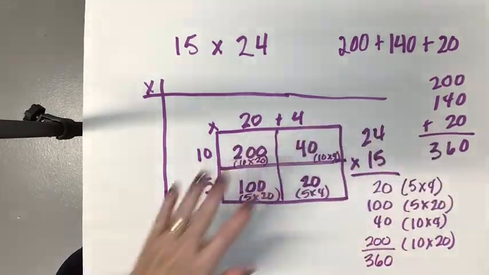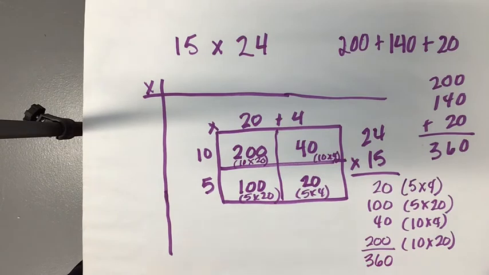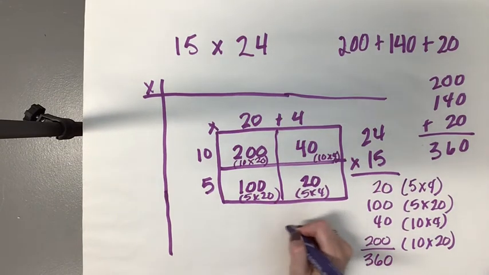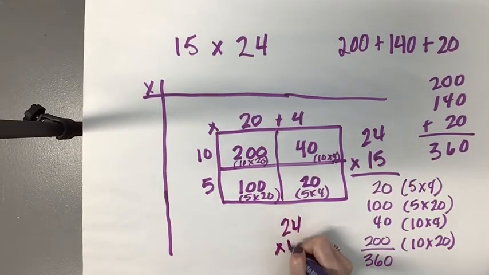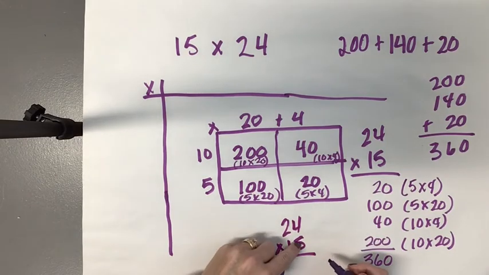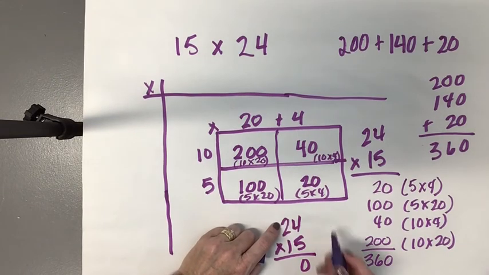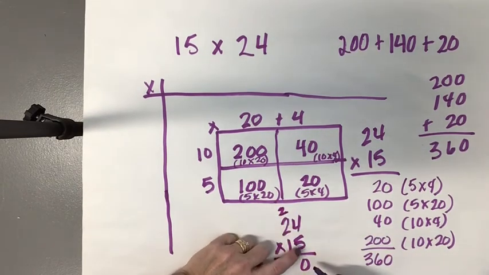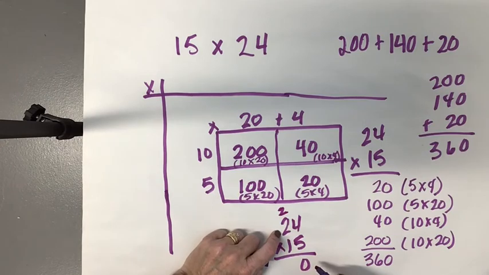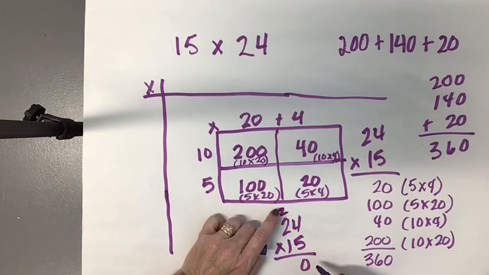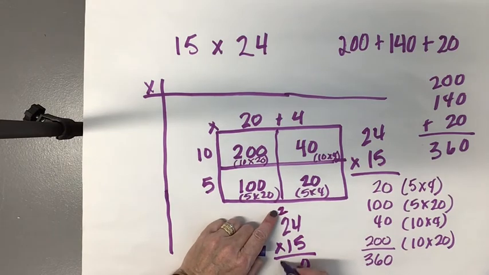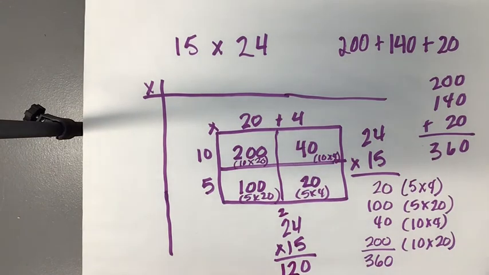This moves me to my standard algorithm. And that looks like this. 5 times 4 is 20, but I can't put the 20 here because that's 2 tens. They have to move to the tens place. 5 times 20, or 2 tens, so 5 times 2 tens is 10 tens, plus 2 more tens is 12 tens. Here's where we're struggling.